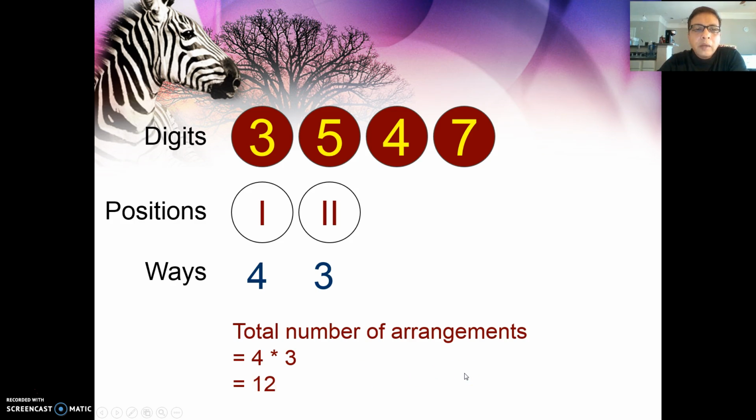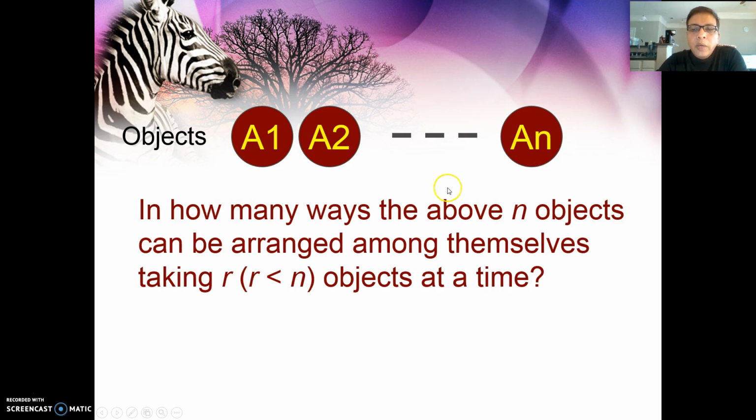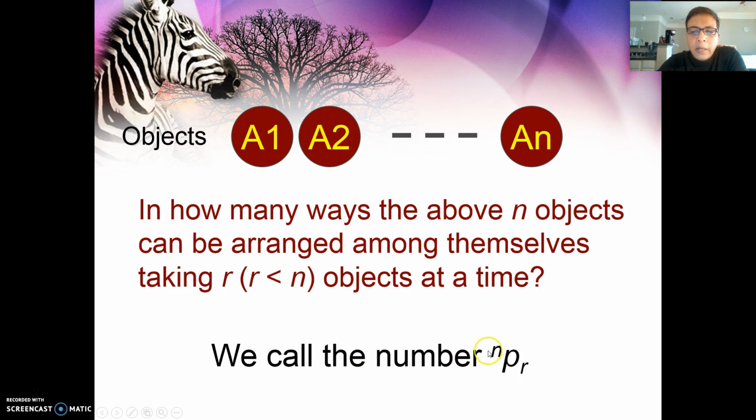So this is the art of counting, which we call combinatorics. In generalization, we have n objects, a1, a2 up to an. In how many ways can the above n objects be arranged among themselves taking r at a time, where r is less than or equal to n? We call this number nPr, n permutation r. We studied these terms in school.